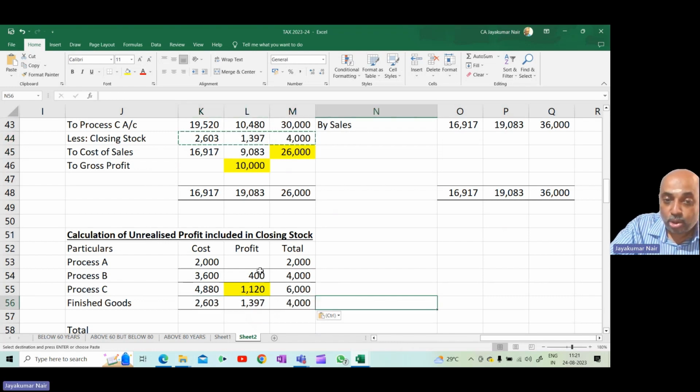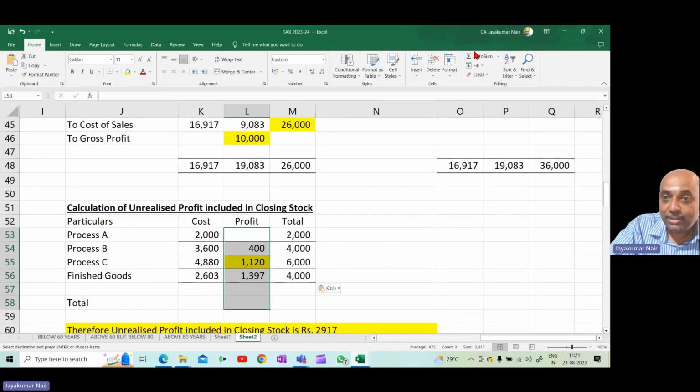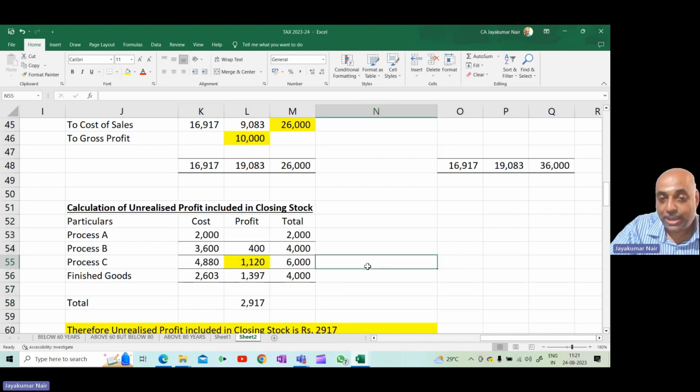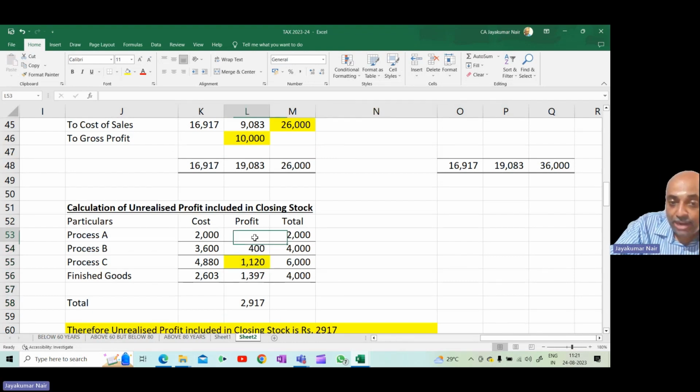So if you want to know the unrealized profit included, you add only the profits. So there is no unrealized profit in process A. Process B, it's 400. Process C, it's 1,120. Finished goods account, it is 1,397. Therefore, the total unrealized profit included in closing stock is 2,917. Hope you have understood the computation. Thank you very much.